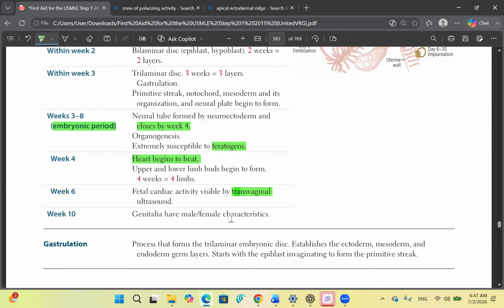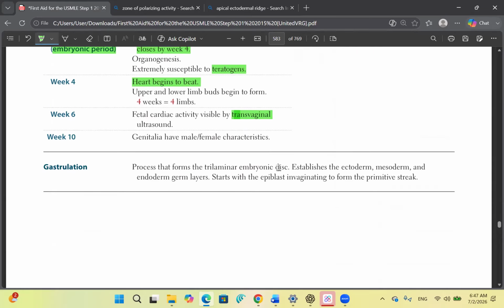Week 10, genitalia have male and female characteristics. Okay, gastrulation is a process that forms the trilaminar embryonic disc and establishes the ectoderm, mesoderm, and endoderm germ layers. It starts with the epiblast invaginating to form the primitive streak.